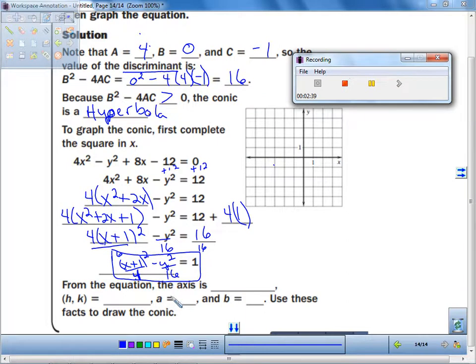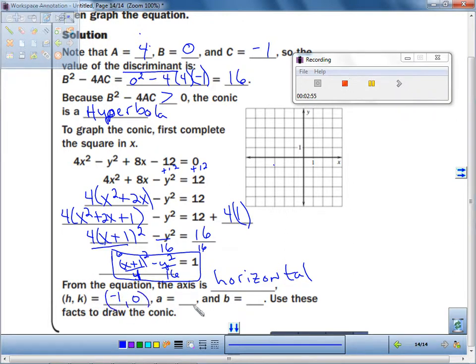From the equation, we know that this axis is horizontal. Our center, or our h and k, is going to be -1, 0. A is going to be equal to 2 because we're taking the square root of 4. That gives us 2. And then B is going to be 4. Now to draw the actual graph, we're going to add and subtract 2 to the x value and add and subtract 4 to the y value in different places.